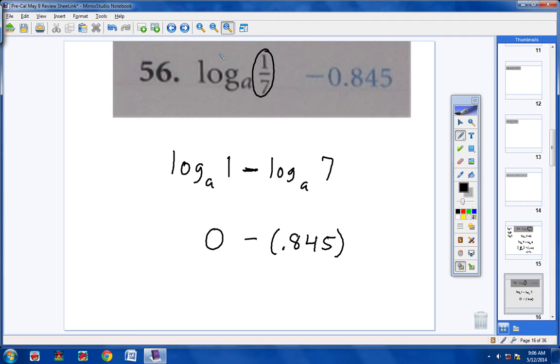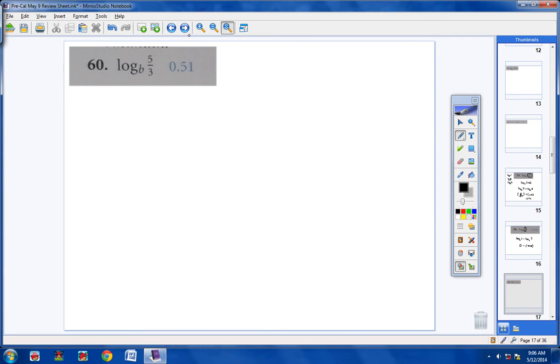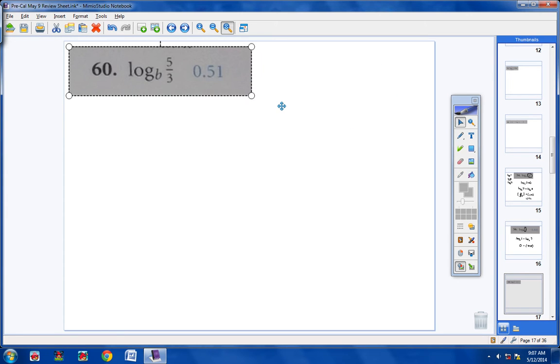Okay, moving on to number 50, whatever's next here, I don't know. 60, number 60. Okay, 5/3. Now, did the directions change, Matthew? Are we in another section now? I think they did.